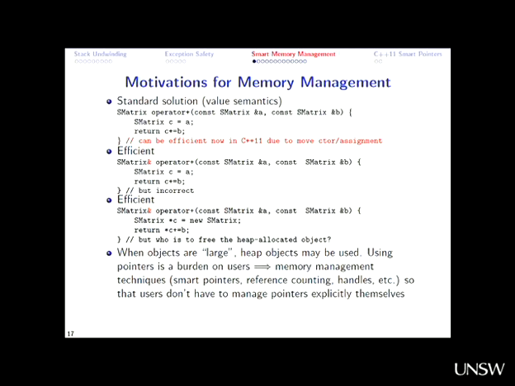And so when objects are large, we generally use heap objects. But pointers are a burden on users. They require memory management techniques: smart pointers, reference counting, handles, okay? These enable people to not have to manage pointers explicitly themselves, because pointers are the biggest source of bugs you can get. Pointers are evil. Powerful, but evil.